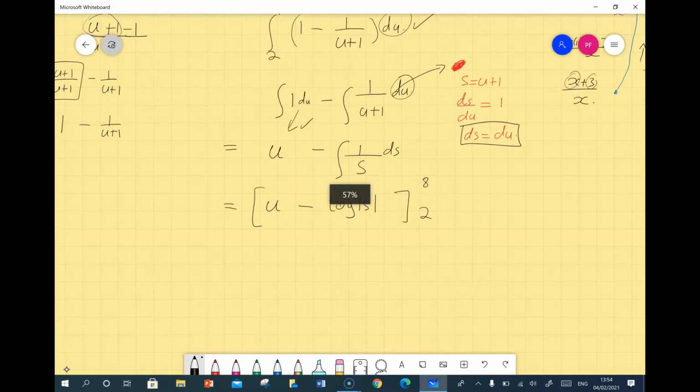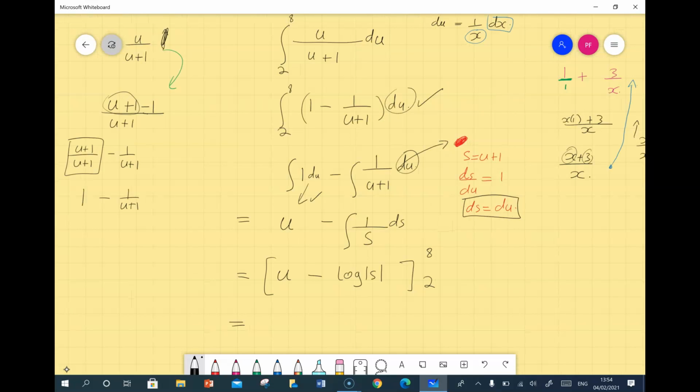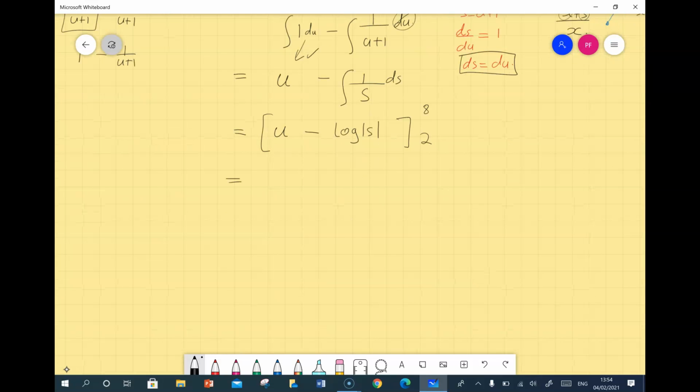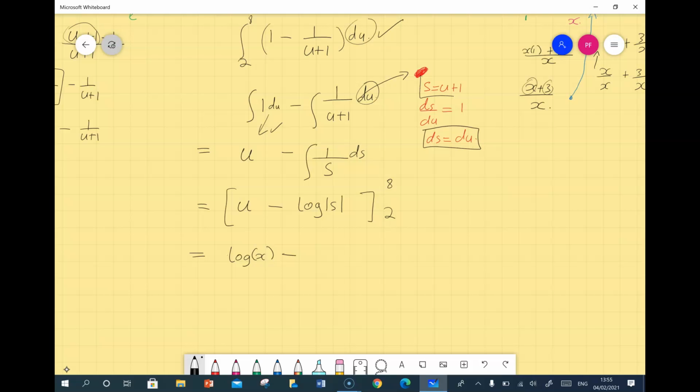But before we can do that, we have to sub back in for u and s as well. So what did we say u was at the start? We said u was log of x. Grand job. Log of x, no problem. Minus now the log of s. What was s? Well, s is u plus 1. So it's minus the log of u plus 1. I'll just throw it in brackets. We won't need the absolute value. Or will we? No, we won't need it in this case.